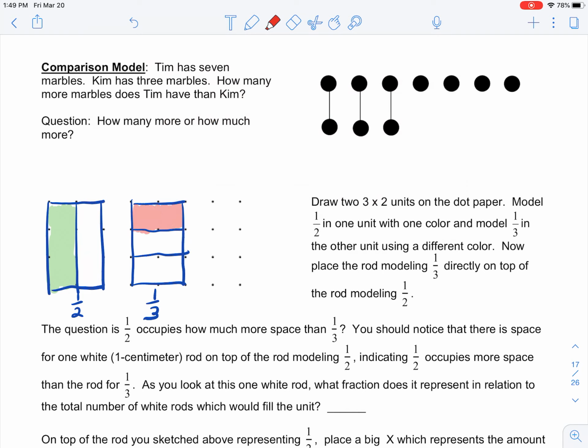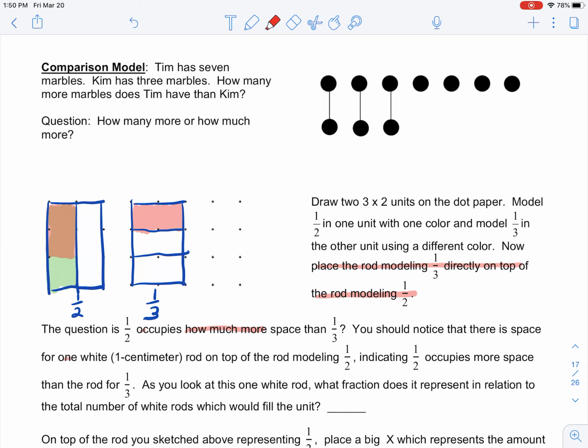use this. Now, if I were actually using the rods, I would place the rod that models the 1/3 directly on top of the rod modeling the 1/2. So it would go right here. The question I'm asking is, 1/2 occupies how much more space than the 1/3?